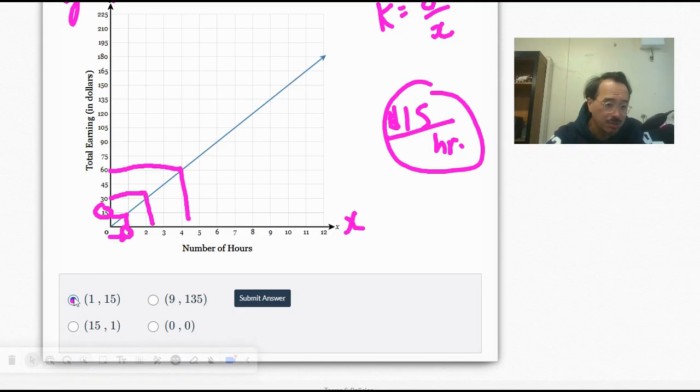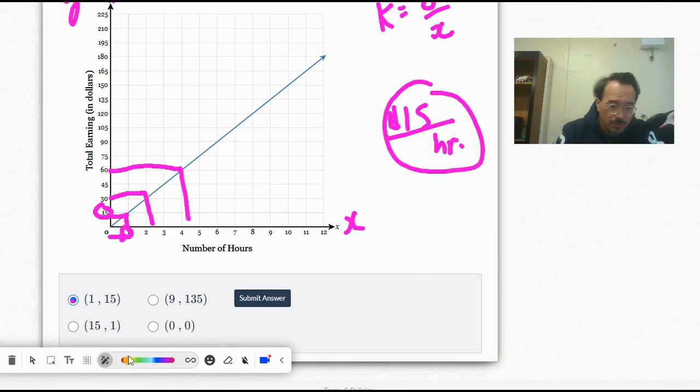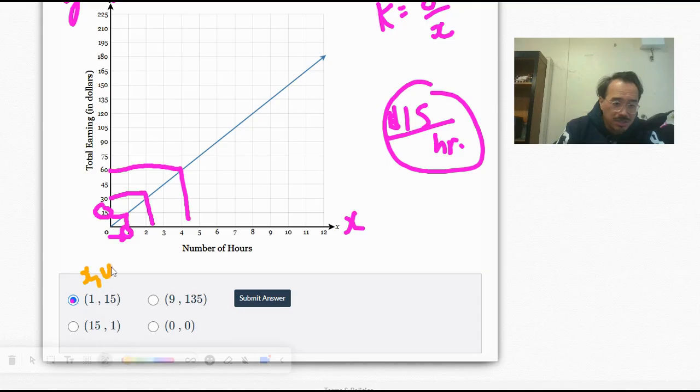It's $1. No, 1 hour, $15. Because 1 is X, so this is X. So this is X, this is Y. So X means hours, right? So 1 hour, how much money? $15. That's what this point means, okay?